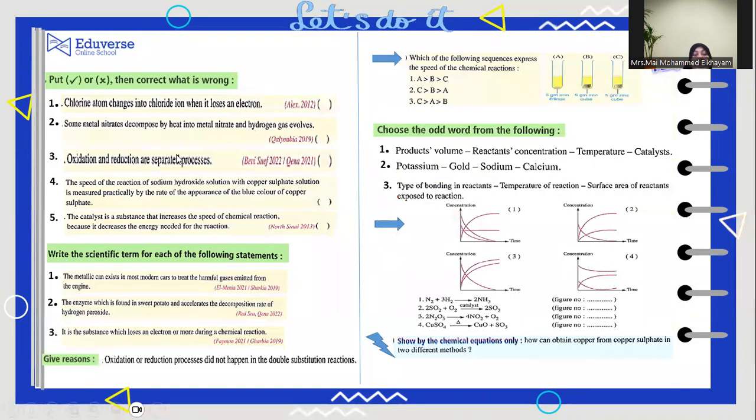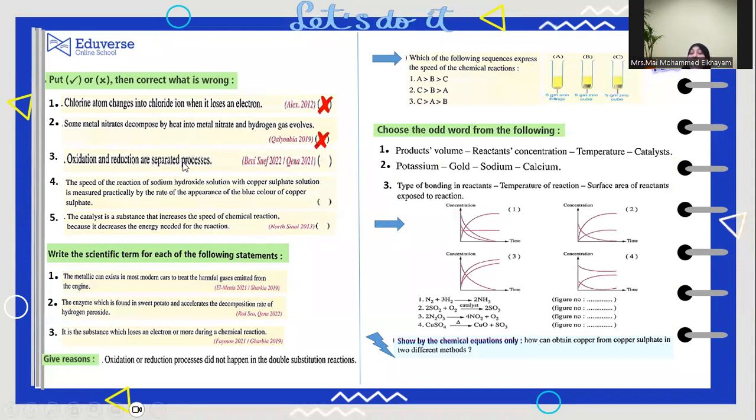Put true or false and correct what is wrong. Chlorine atom changes into chloride ion when it loses an electron. So chlorine, to be chloride, it is negative, so it gains electrons, not loses an electron. So this is wrong. Some metal nitrates decompose by heat into metal nitrate and hydrogen gas evolves. This is also wrong. Why? Because metal nitrates decompose by heat into metal nitrite and oxygen gas evolves.